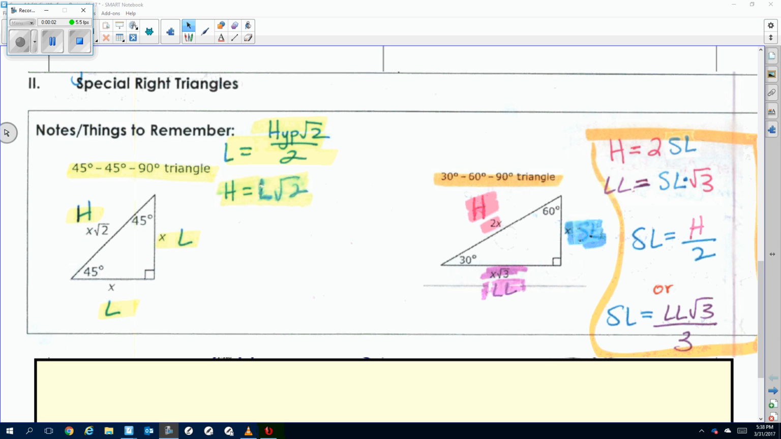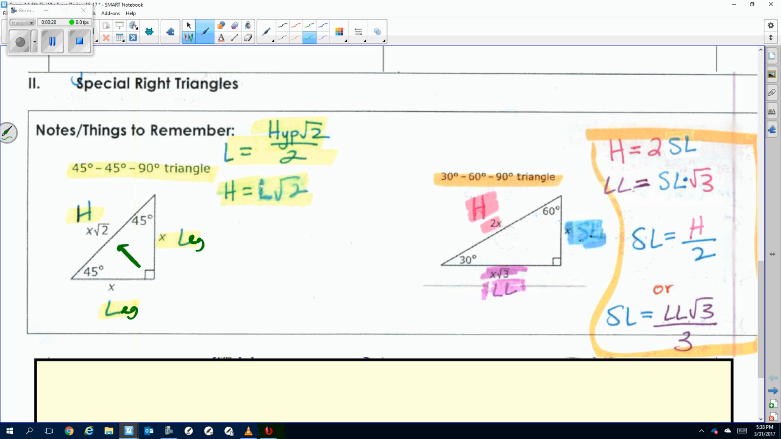Okay, the next section of our review that's going to be tested is special right triangles. So I have some notes here for you. The picture I have in here, your 45, 45, 90, is on your formula chart, but maybe you need to also recognize nothing changes. Always opposite of the right angle is your hypotenuse. But X could represent a leg. These are both going to be the same.